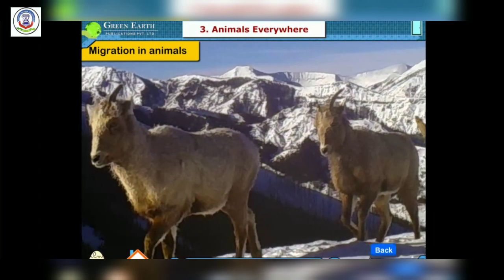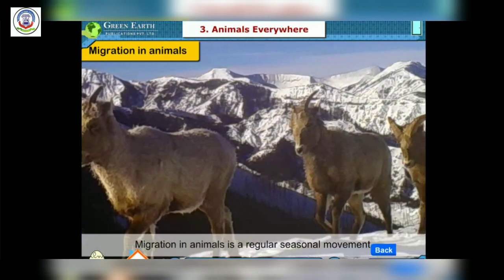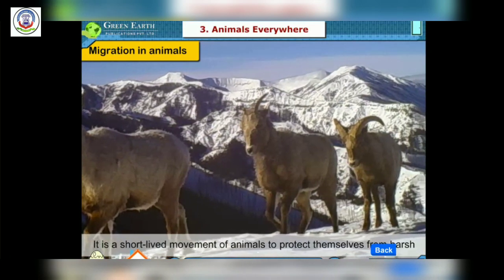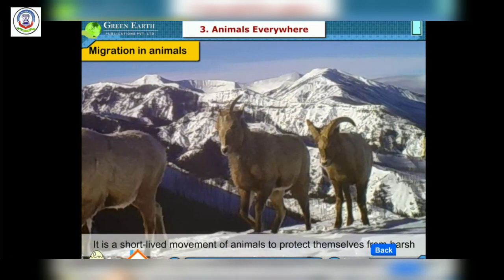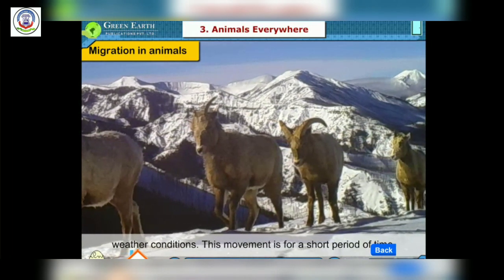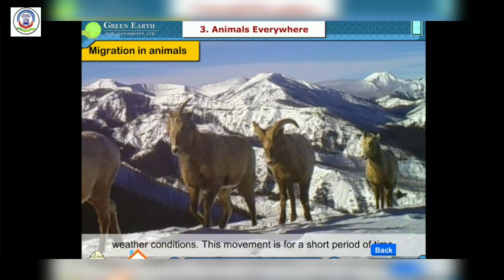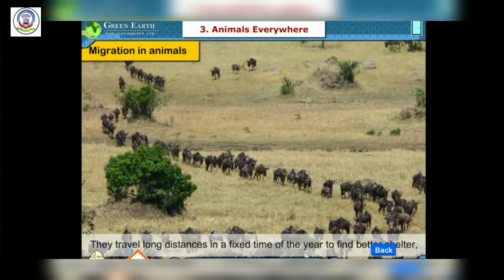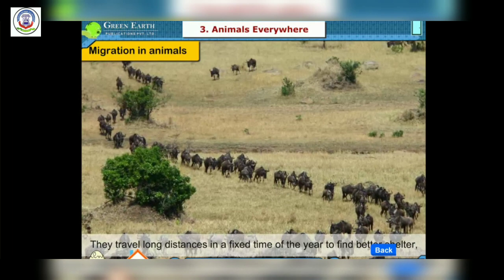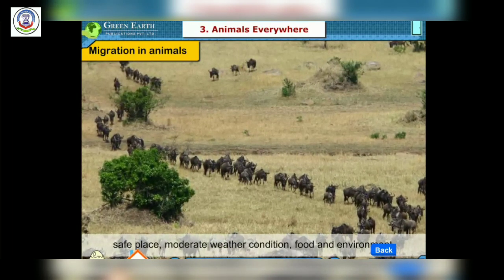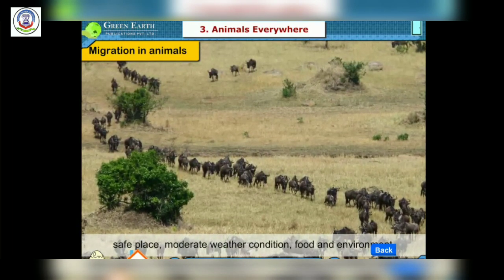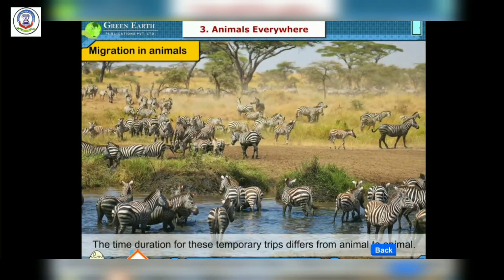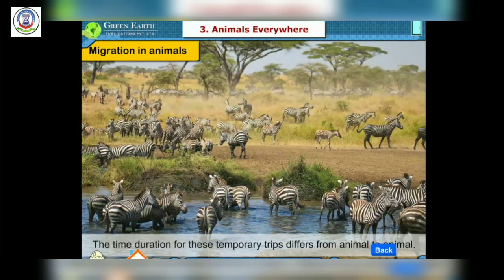Migration in animals. Migration in animals is a regular seasonal movement. It is a short-lived movement of animals to protect themselves from harsh weather conditions. This movement is for a short period of time. They travel long distances in a fixed time of the year to find better shelter, safe place, moderate weather condition, food, and environment. The time duration for these temporary trips differs from animal to animal.